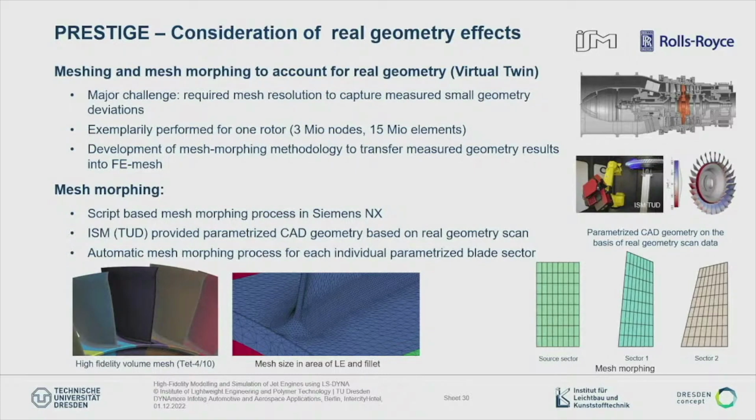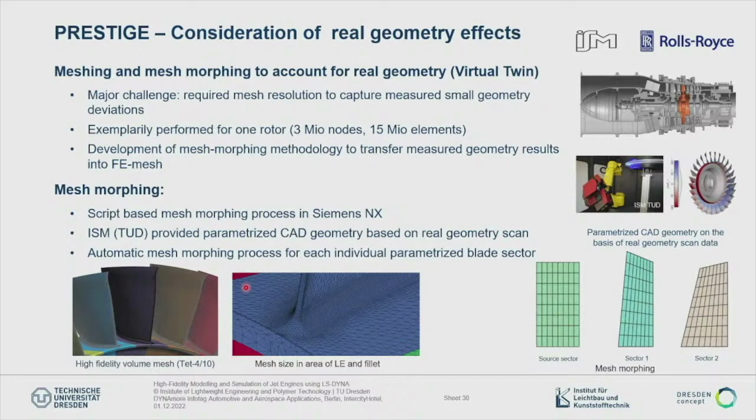And this, of course, implies some challenges, because you need to be able to actually capture these deviations between the ideal CAD file and the measured CAD file. So you need to decide which micron is not relevant and which is relevant. So we developed what we call a mesh morphing process.